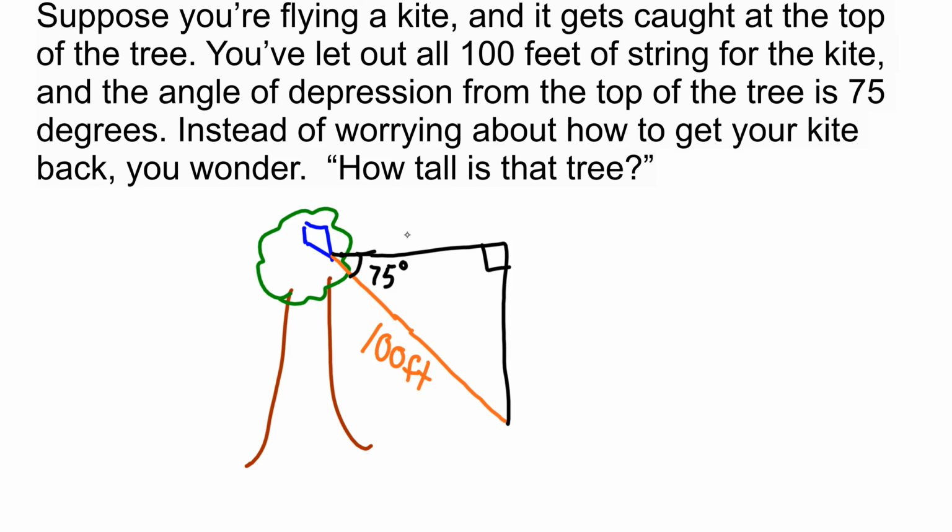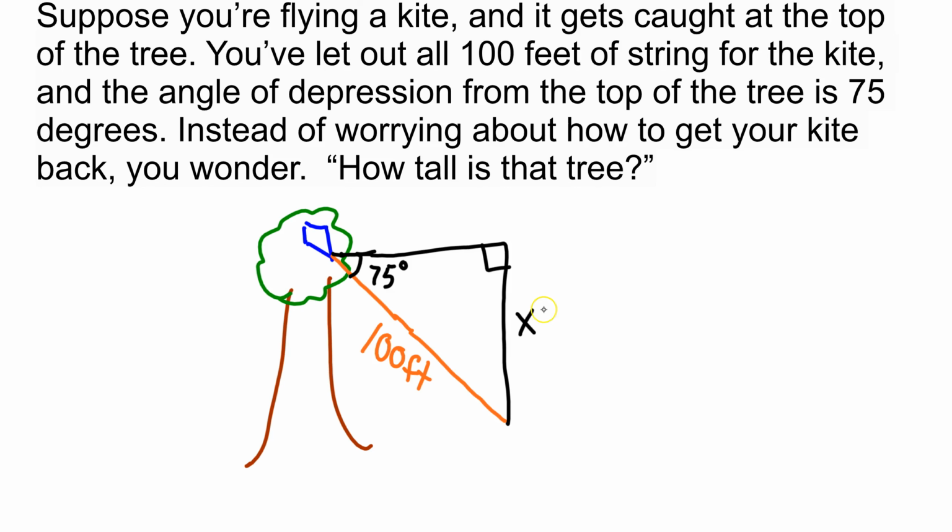Now, we said instead of worrying about how to get our kite down, we want to know how tall is that tree. So looking at this triangle here with our orange side, which is the string, and then these two sides, which of these two sides do you guys think will be the height? Hopefully you picked this side, so this is our x. So that's what we want to find.